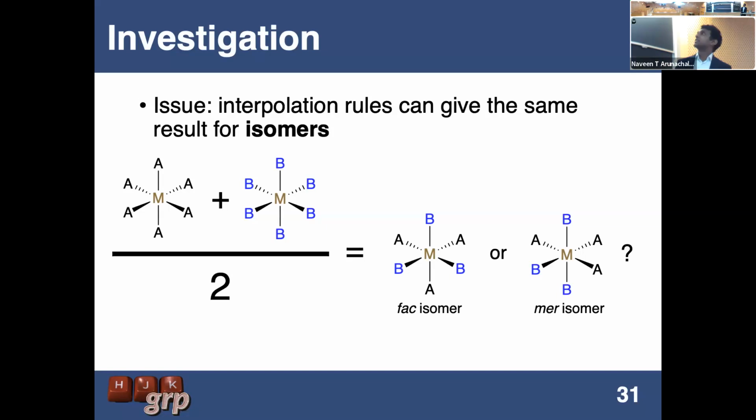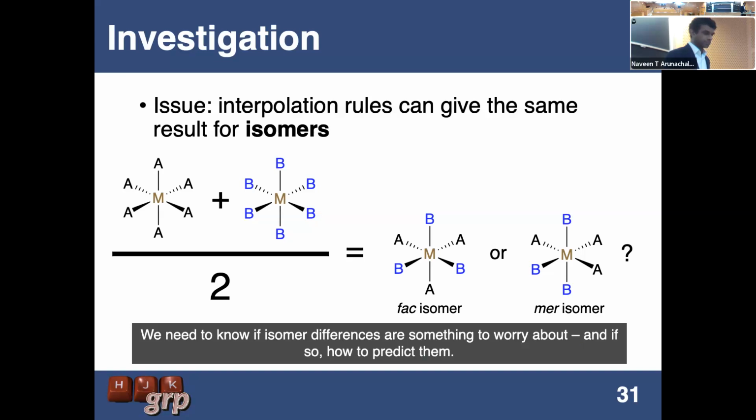But the problem is, if we take that approach, we'll end up saying that the FAC isomer and the MER isomer, which stands for the facial and meridional isomer, have the same energy, because both of them have 3 A's and 3 B's. But in reality, these 2 compounds have different spin splitting energies. So what we'll have to do is figure out whether isomer differences are worth worrying about, and if so, figure out how to predict them.